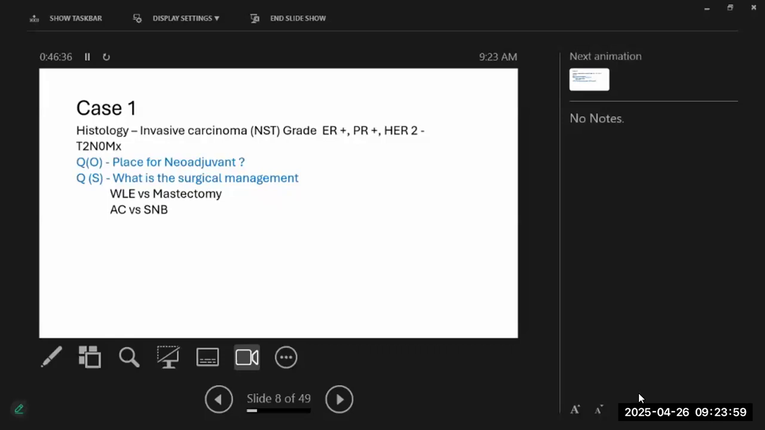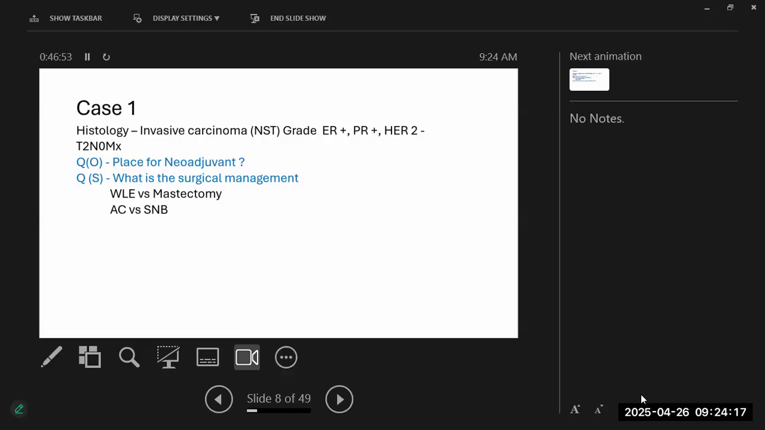When we give options, if the options are equal, they can decide. But if we say that mastectomy has these problems and wide local excision will have the same or even better outcome, I'm sure they will agree with wide local excision.